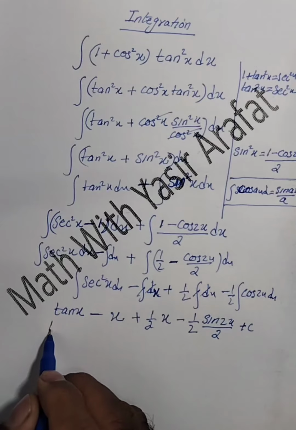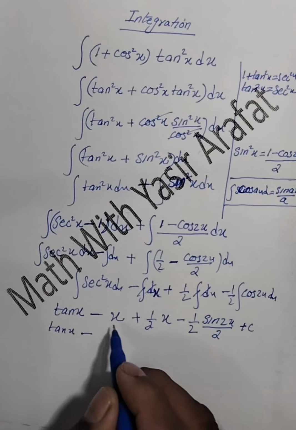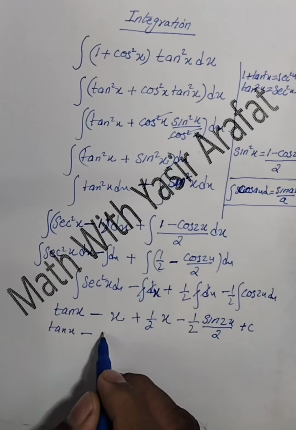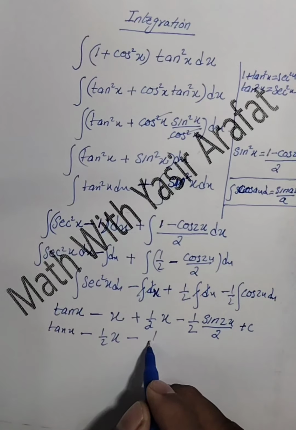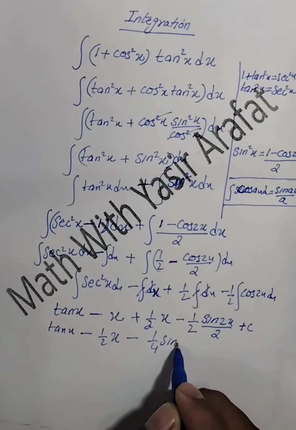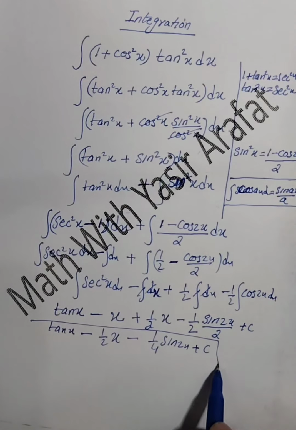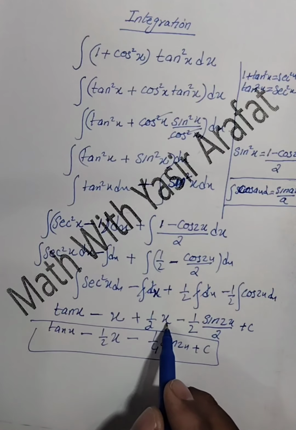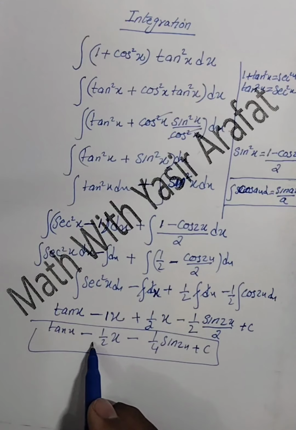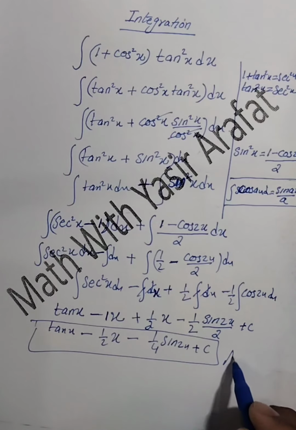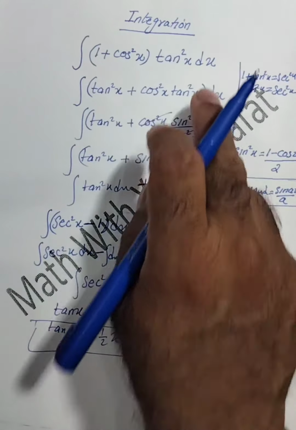So this is tan x minus x plus x over 2, that is, minus 1 plus 1 upon 2, which is minus 1 upon 2 x, minus 1 over 2 times 2, which is 4, sin 2x plus c. This is the answer to this question. This is 1 upon 2 x and this is 1 x. So half minus 1 will be minus half, and this is the result of this integration, which is the most important integration.